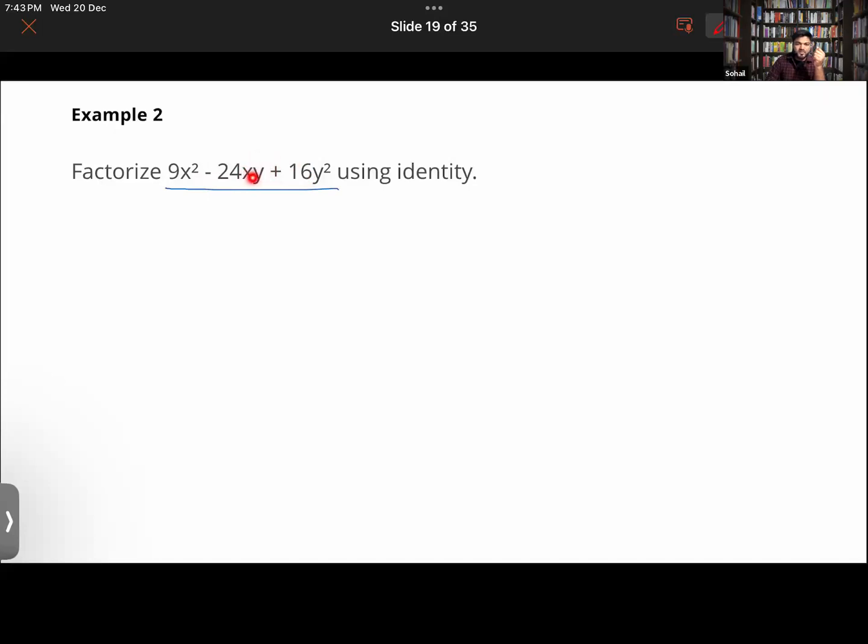एक negative term है यहाँ पर हमारे पास. Okay, now that is why. First try to solve it, then I will be helping.